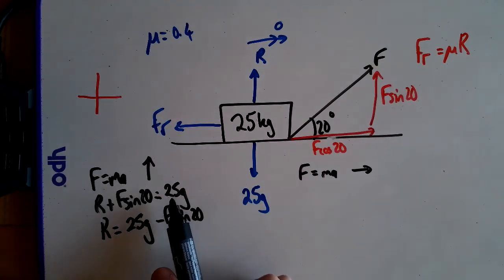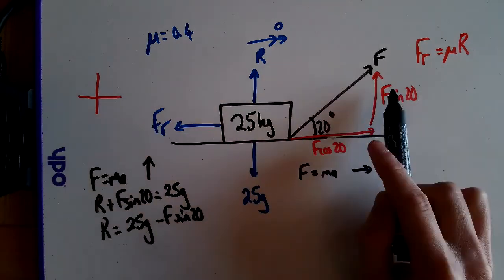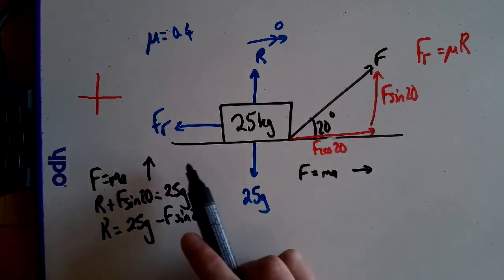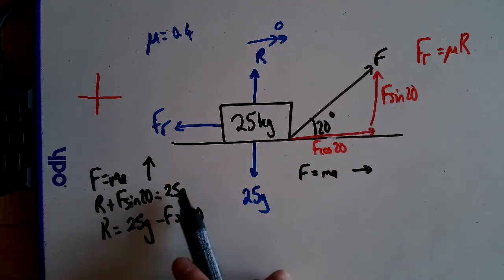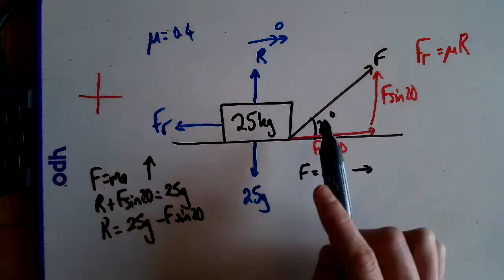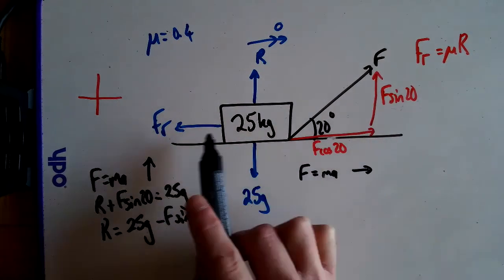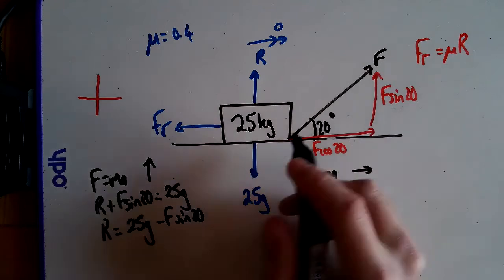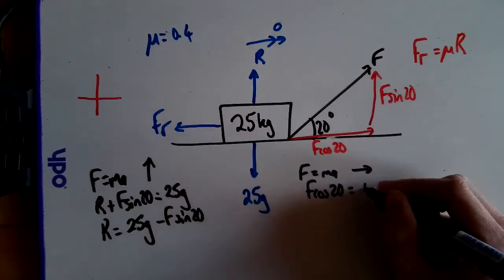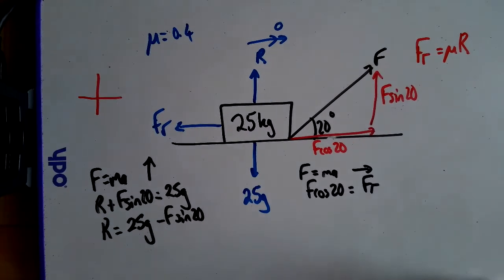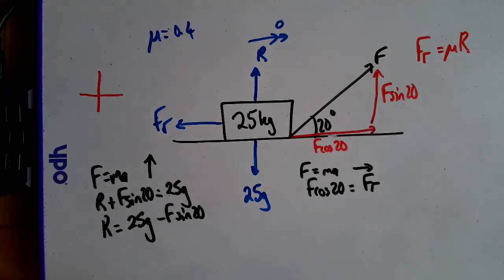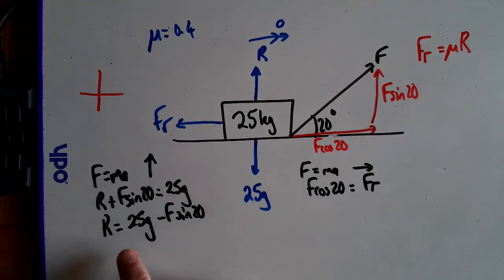And the reason I could do this is because up plus down would equal 0, because there's no acceleration. Remember, I do up equals down if there's no acceleration. Similarly here, there's no acceleration, so I can do right equals left, the forces balance. So going this way, I've got F cos 20 equals friction. Yes, I've got two equations, and now I can use my friction one to hopefully find out what F is.